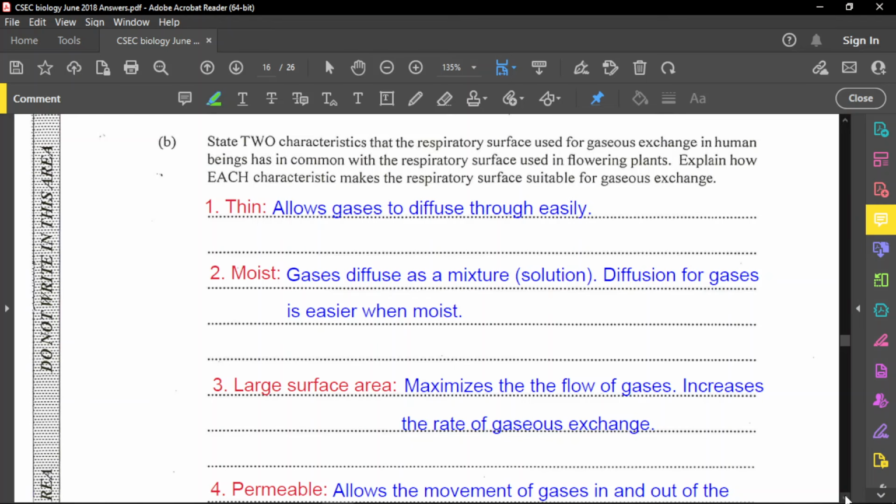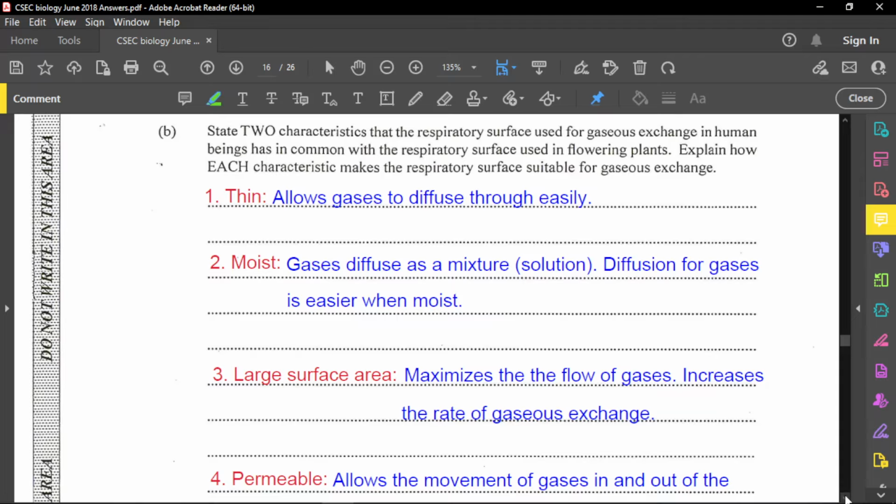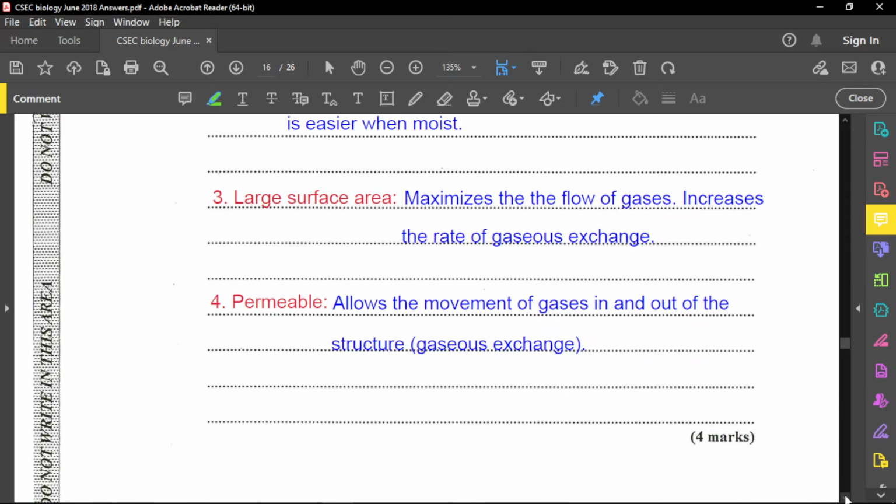And then now we have large surface area. Large surface area is really to maximize the flow of gases, which increases the rate of gaseous exchange. So bigger surface area means more gas can travel in or out of the structure itself, right? And then the next one is that it must be permeable. Being permeable means it's going to allow gases to move in and out of the structure. In other words, it will facilitate gaseous exchange.